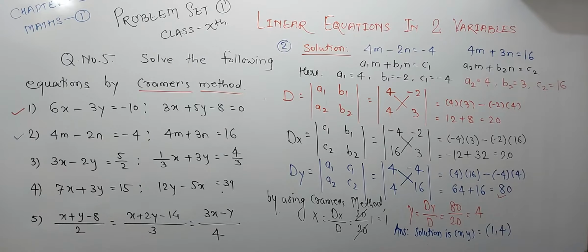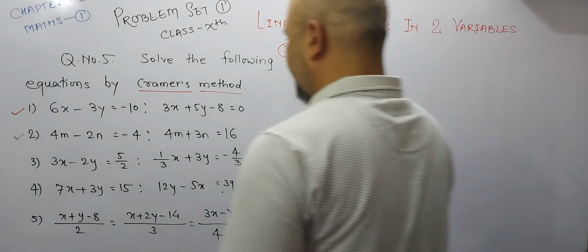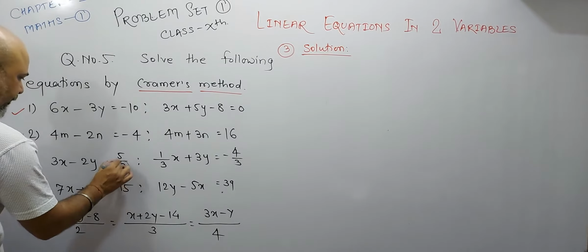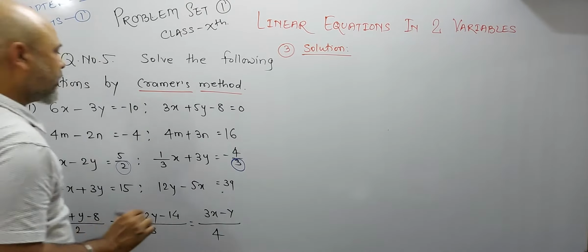Now we will see the next question, that is question number 3. Question number 3 is 3x minus 2y is equal to 5 by 2 and 1 by 3x plus 3y is equal to minus 4 by 3. Students, in the first equation you are going to multiply by 2 and in the second equation you are going to multiply by 3. Why? Because in the denominator we have 2 and 3. Okay, so we will solve this third question.